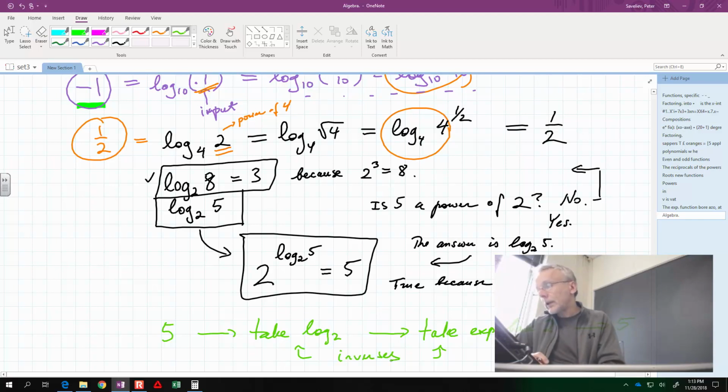5 is taken, then log base 2 is applied to it, then 2 is taken to that power. So we have the log function base 2 followed by exponent base 2. They cancel each other. That is why the beginning and the end are the same. 5 is equal to 5. So that's the confirmation, or an explanation, of what this formula is. It just looks more complex because it's so compact.